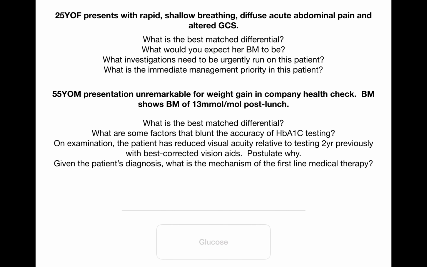And acidosis, they need an ABG to see if they have metabolic acidosis, basically. So that's the investigations that you need to run urgently on this patient, obviously vitals. What is the immediate management priority in this patient? So pause the video. So the patient needs fluids and electrolyte therapy, and potentially insulin being given as well.